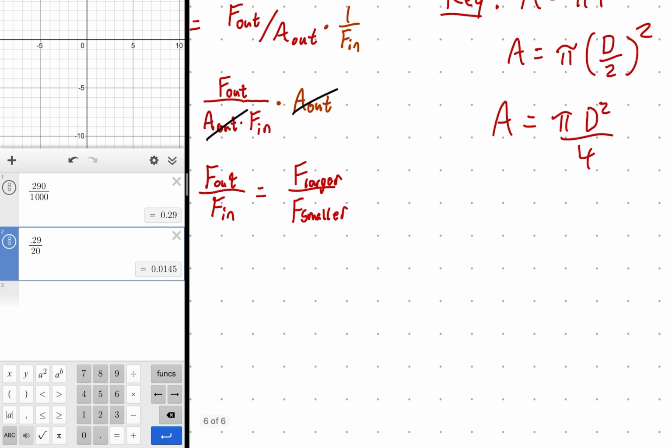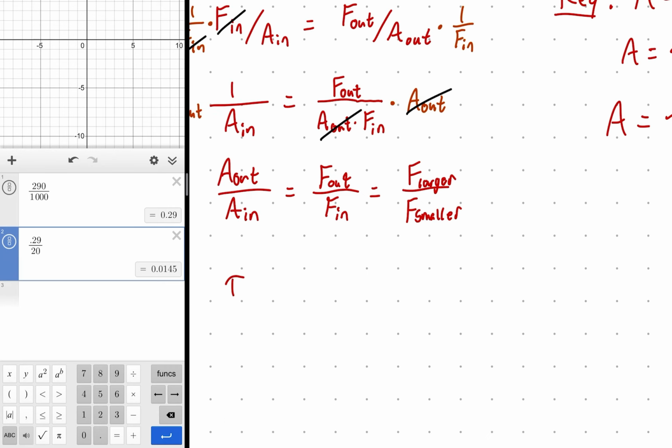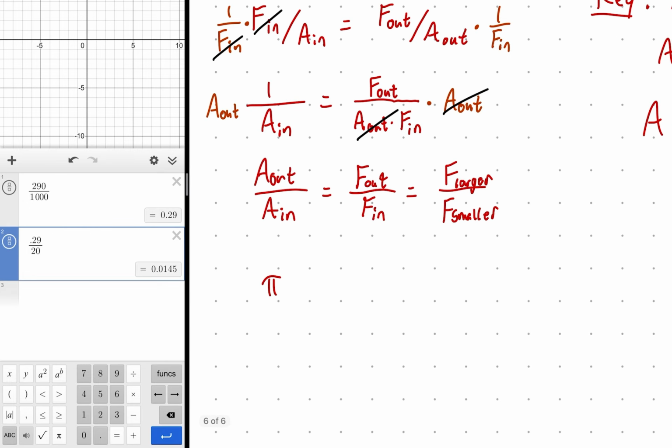So you can see, right, on this side, on the A out over A in, we're going to have our pi, we'll have our d expression, d out squared, and then divided by 4. And then in the denominator, pi d in squared divided by 4. But since they're both circles, the pi and the 4s all cancel out, right? So we actually only need a ratio of the diameters. So it doesn't actually matter if we're given the diameters or the radii, because we're just going to be interested in their ratios in both cases, okay? So you don't have to worry too much about that.